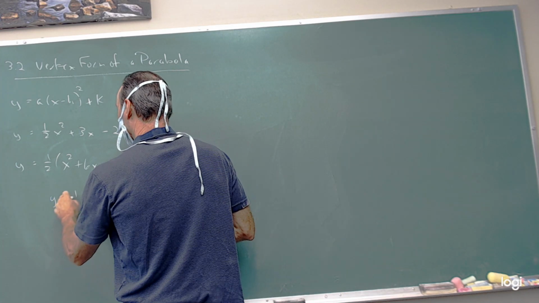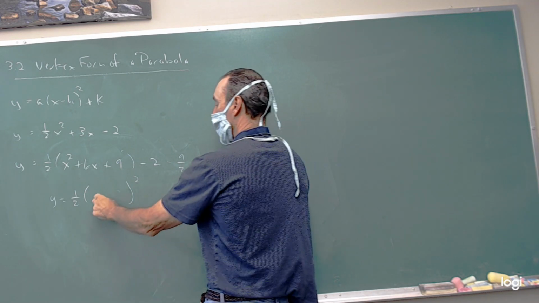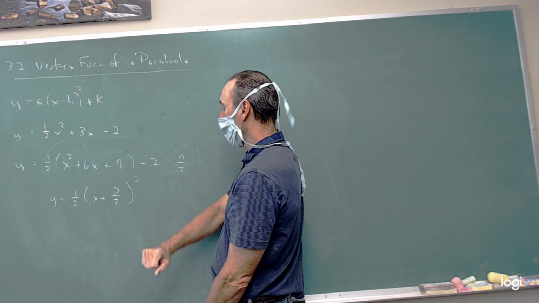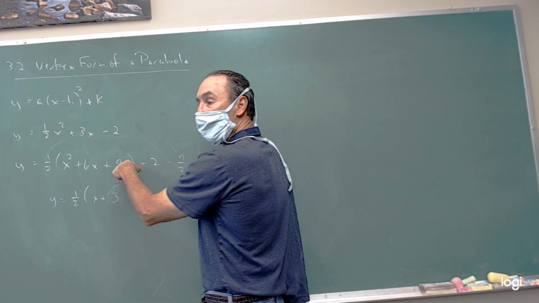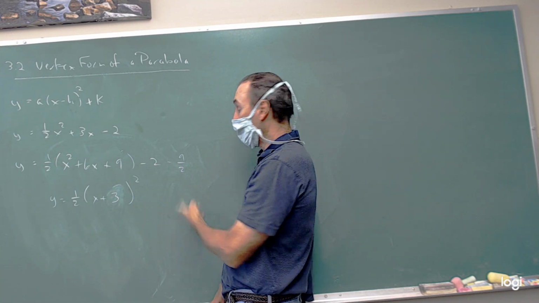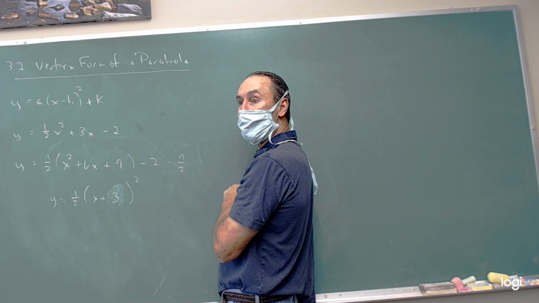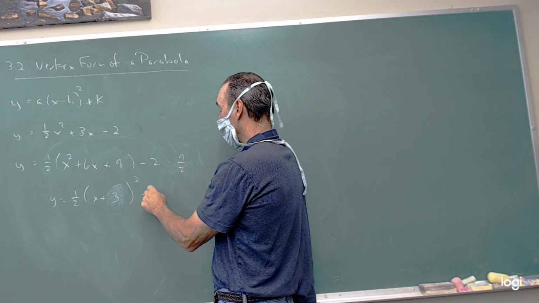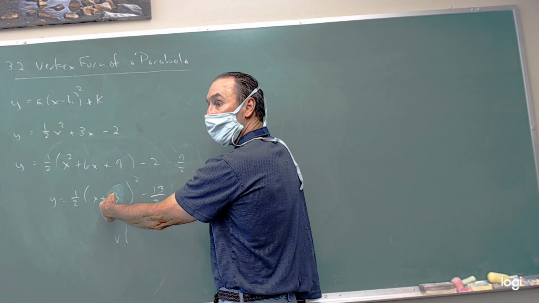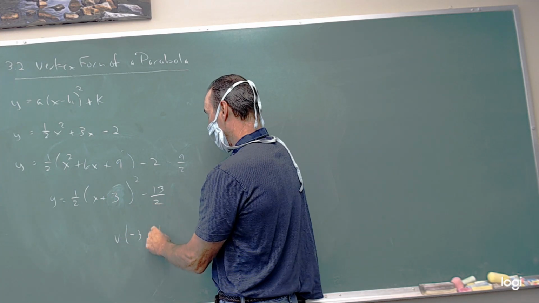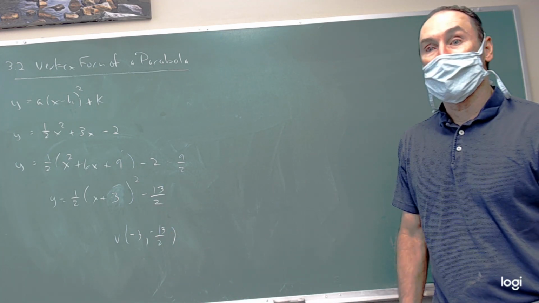So we have y equals 1/2 times x plus what? 3. That's half of the 6 or the square root of the 9, either way. And then we get, let's see, negative 2 is how many halves? Negative 4. Negative 4 halves and negative 9 halves is negative 13 halves. Okay. So our vertex is going to be negative 3, negative 13 halves. Very good. Can't believe we did it, but we did.